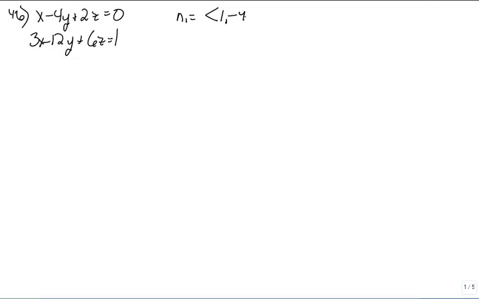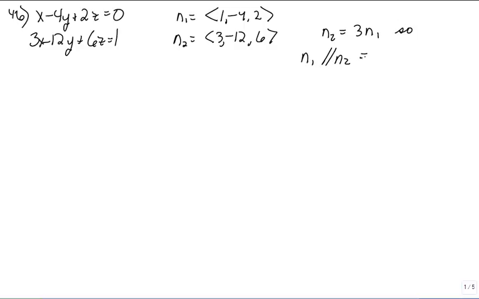Okay, let's try a few more. 46. I want to know if they're parallel, perpendicular, or neither. So the normal vector for this one is 1, negative 4, 2. And this one looks like a multiple of it, and yes, it is. N2 is 3 times N1. So N1 is parallel to N2, which means the planes are parallel.